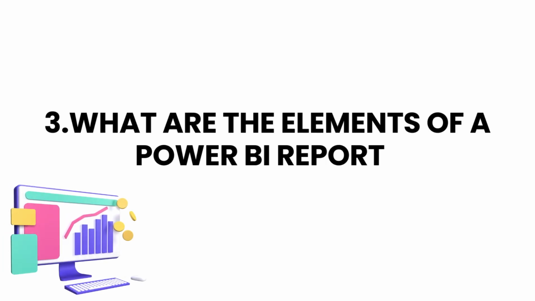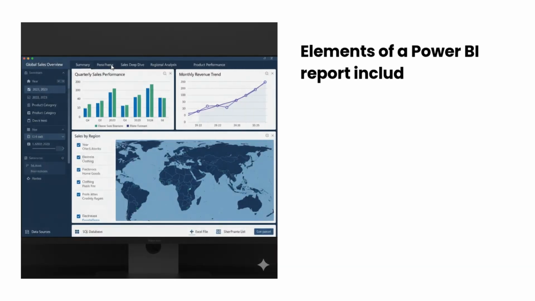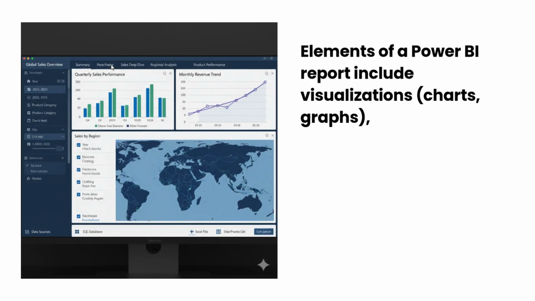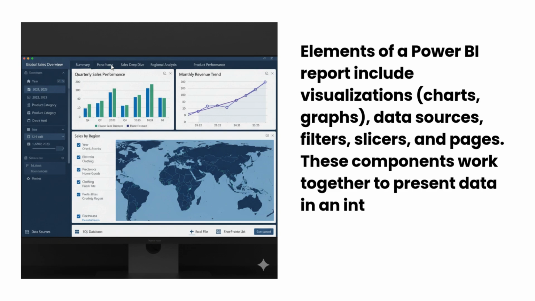3. What are the elements of a Power BI report? Elements of a Power BI report include visualizations, charts, graphs, data sources, filters, slicers, and pages. These components work together to present data in an interactive and insightful manner.